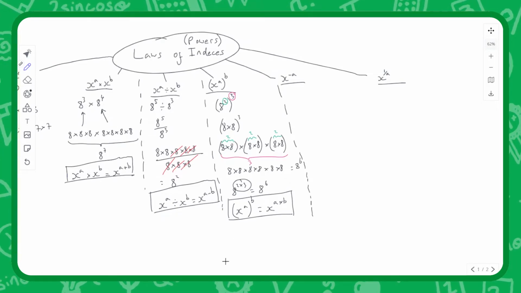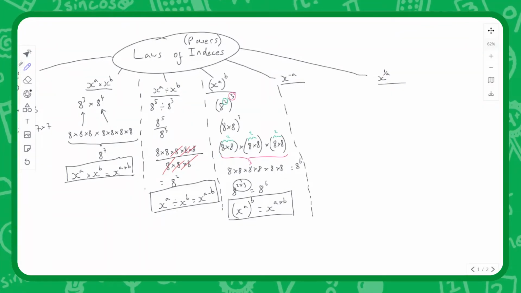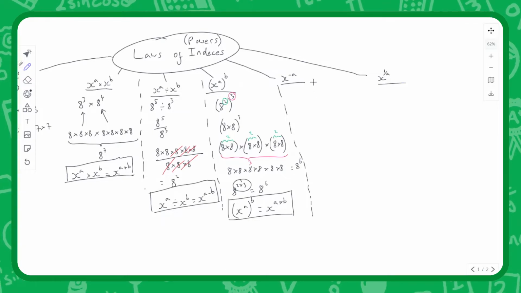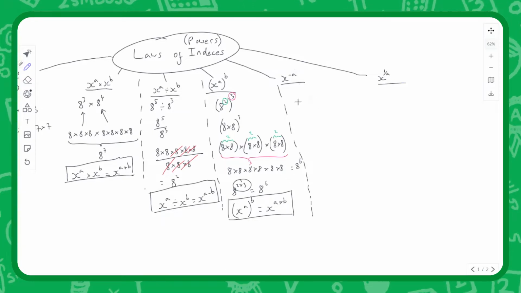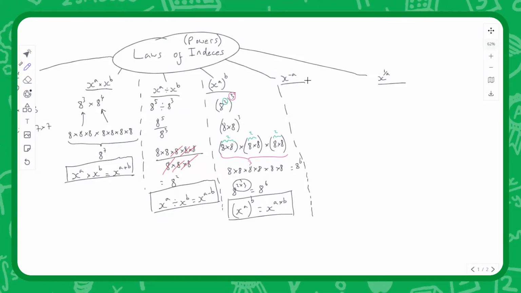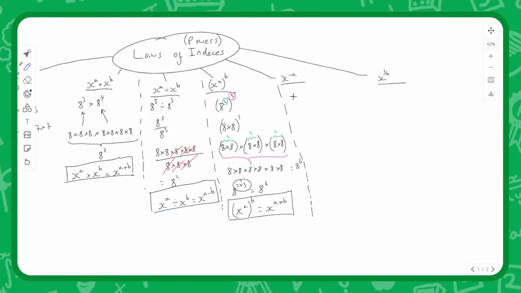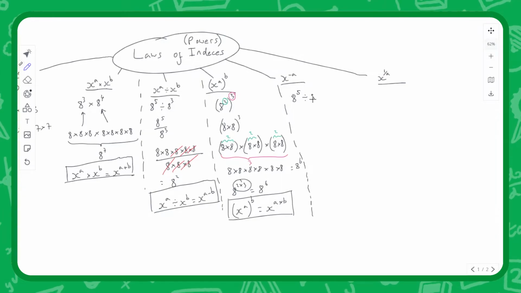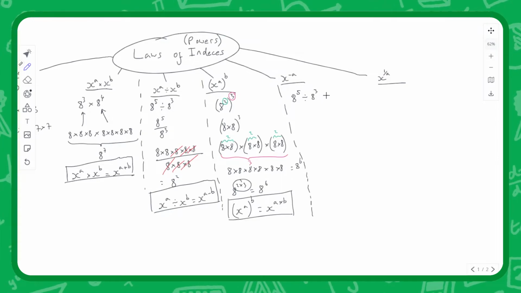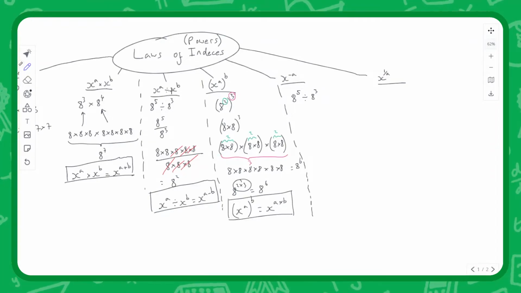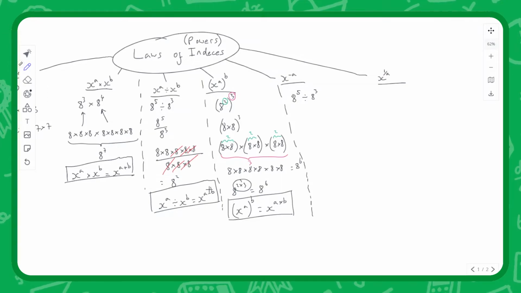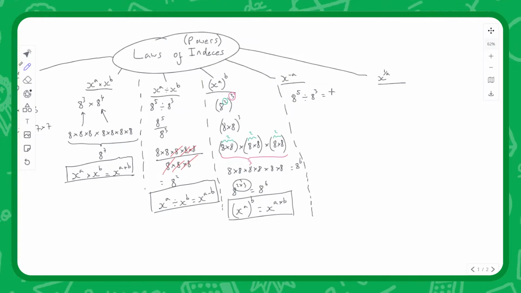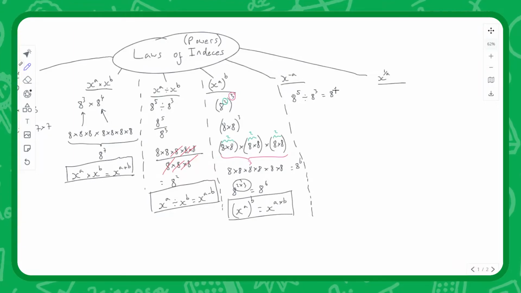Well, it takes a bit of a stretch of the imagination to start off with understanding this, but we'll see how we go. So stay with me for 30 seconds. Let's say I've got 8 to the 5 divided by 8 to the 3. Well, in this case, we know from our previous power rule that we just subtract the 2 powers, right? So I end up with 8 to the 5 minus 3, which is 8 to the 2.